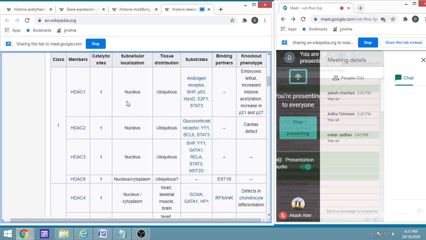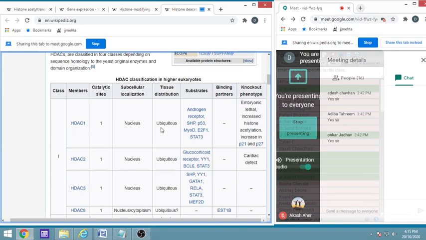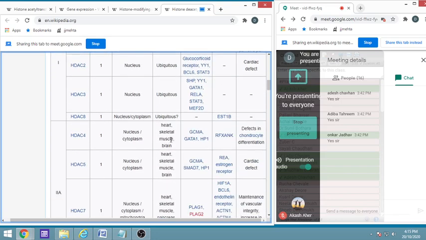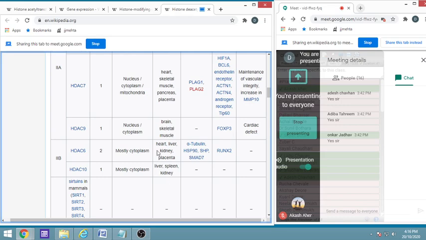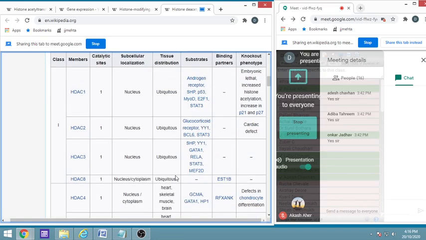Where are they present? In the nucleus, cytoplasm, and in which organ or type of tissue. Ubiquitous means present everywhere, but some are present very specifically in only a few tissues. An example is HDAC4, present in heart, skeletal muscle, brain. HDAC6 is in heart, liver, kidney, placenta. HDAC10 is in liver, spleen, kidney, so it is not present in other tissues. Now there are a variety of substrates on which activity will be higher in a particular place.